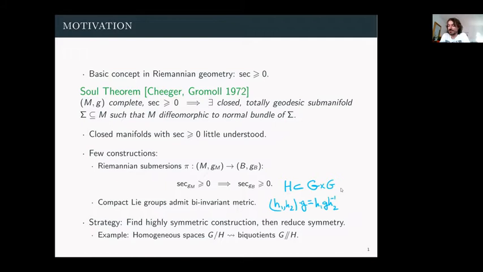The first biquotient to appear in the literature, as far as I'm aware, was that of Gromoll and Meyer, who showed that a certain exotic 7-sphere admits non-negative curvature by writing it as a biquotient. Another way to reduce symmetry is, rather than allow transitive actions, to allow large actions that are not transitive.